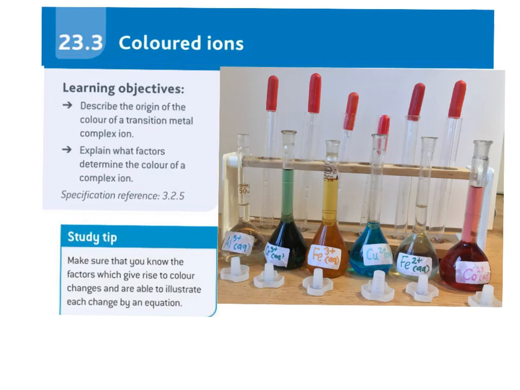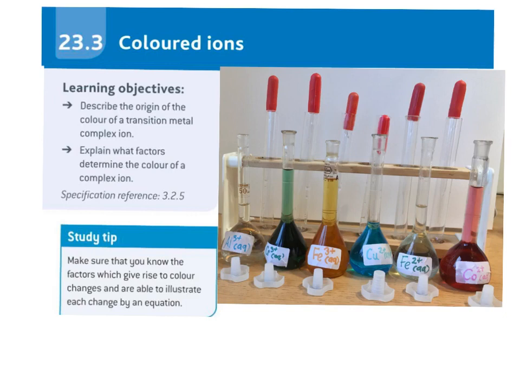In this topic, we're going to look at the origin of the colour of a transition metal. How does it actually arise? And secondly, we're going to look at the factors that determine the colour of a complex ion. It's really important that you know the factors that give rise to the colour, and that you can draw diagrams of the electron transitions as well.